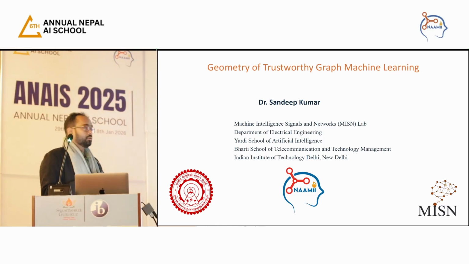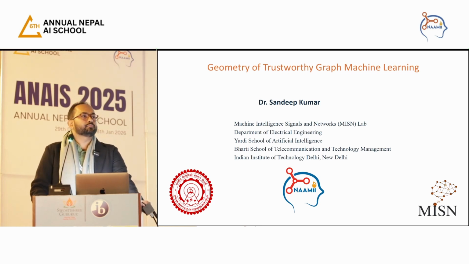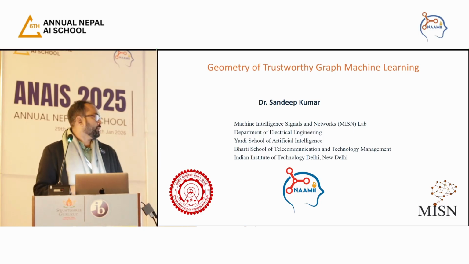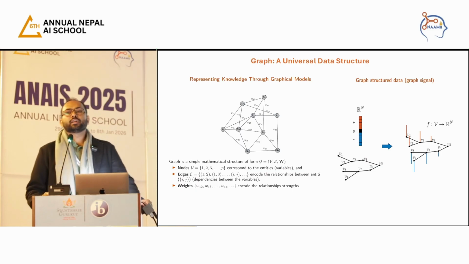Fine. So I will be talking about graph machine learning. We'll give some basic setup of what it is, and we'll talk about the core challenges that we are facing now in terms of extending the next frontier of machine learning. So let's start with a graph as a universal data structure.